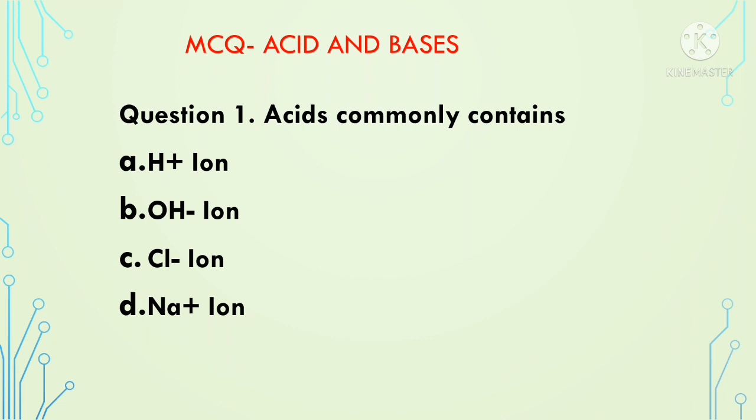Here, acids when dissolved in water release H plus ions, whereas a base in aqueous solution produces OH minus ions. So the correct answer for what acids commonly contain is option A, that is H plus ion. For example, HCl, H2SO4. There you can see the presence of hydrogen. So the answer is H plus ion.